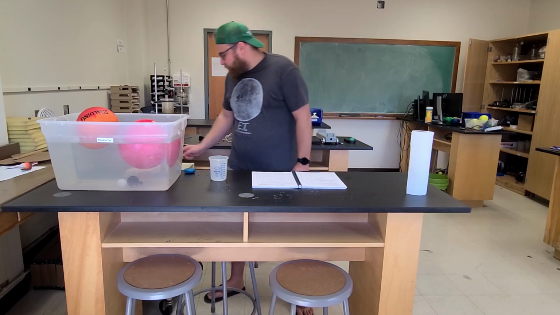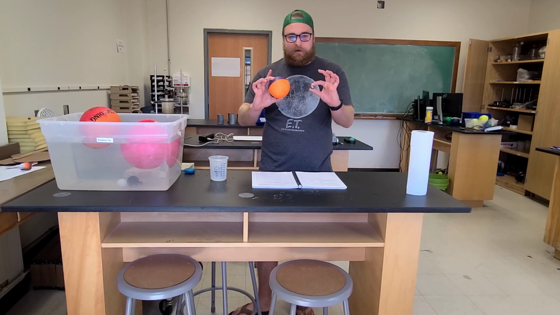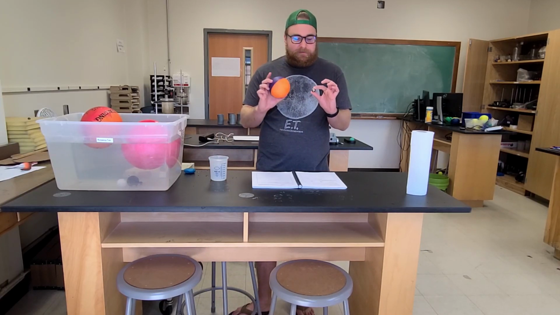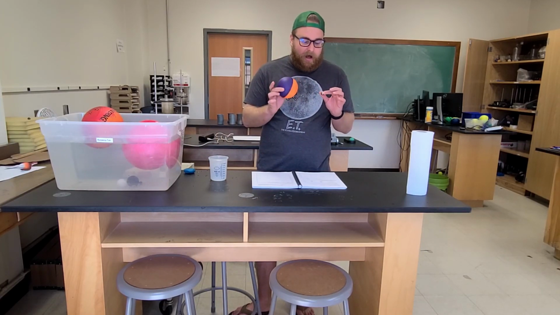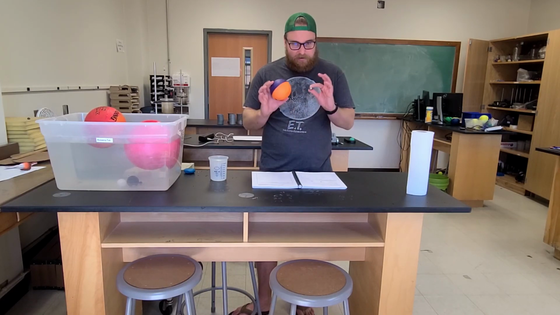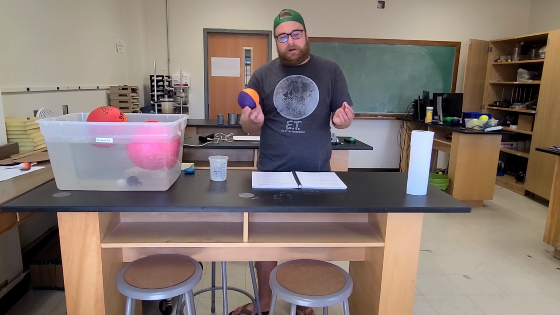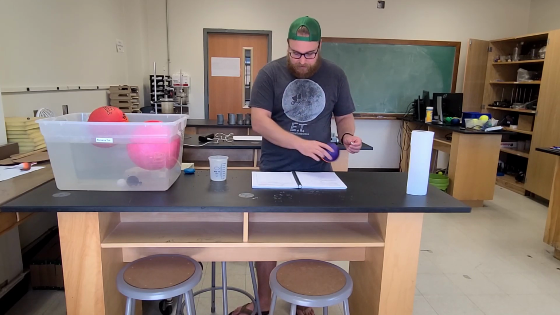So the first two objects are going to be the steel ball here and the Nerf ball here. So you're going to be finding the density of these by first measuring the diameter and then calculating the volume and then measuring the mass, and then from that you can get the density. Okay, so both of these are spheres, so make sure you're using the volume of a sphere in order to calculate the volume of these objects.